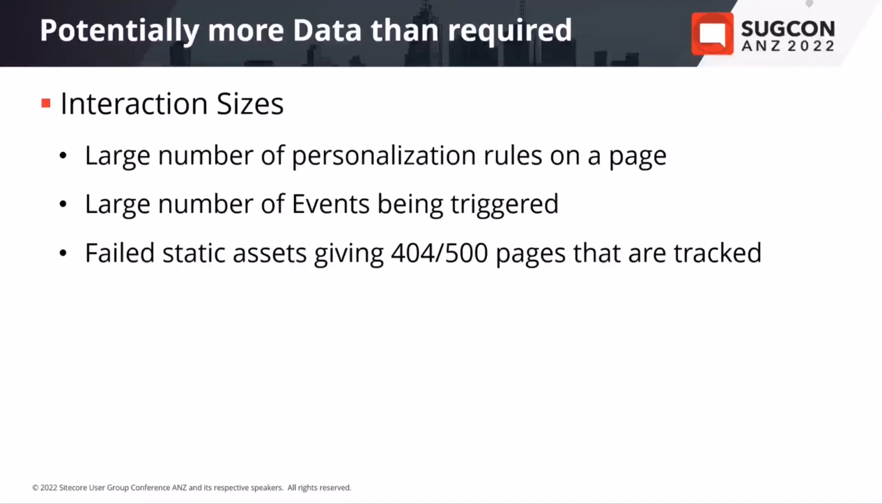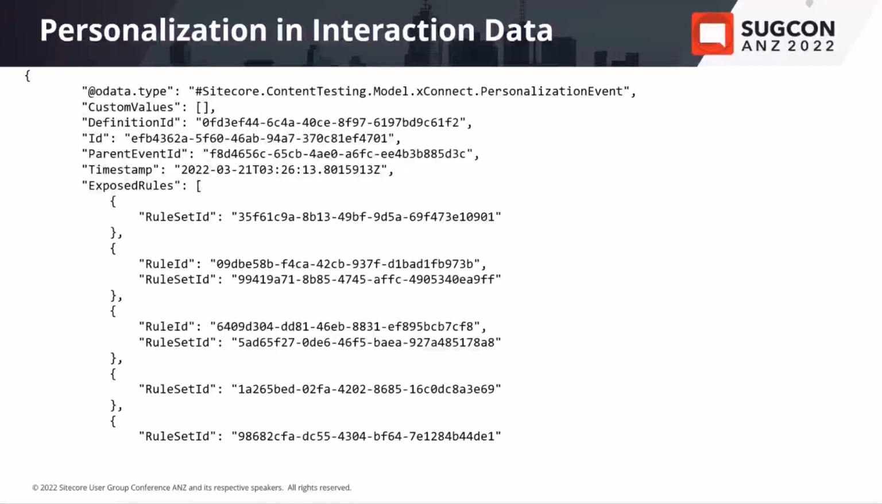And if you were to look at some raw interaction data, you might think that probably only 10% of it is relevant to your analytics or even personalization rules or anything else like that. And the rest of it you might not even know is in there. So with that, when you do look into the shard databases, you can see in the interaction the data that's been saved. And this is just an example of some of that interaction data with personalization.